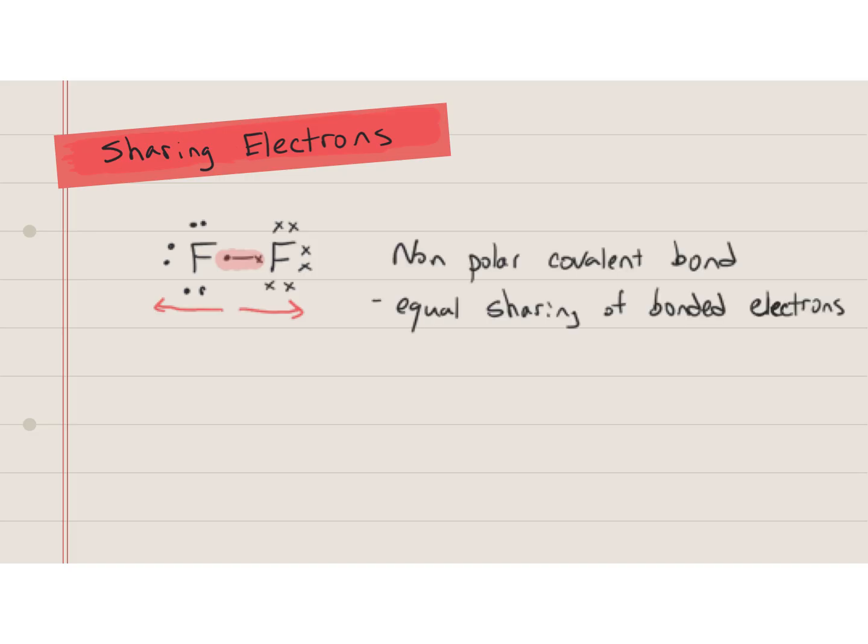This is what is known as a nonpolar covalent bond, where the electrons are shared completely equally. Both elements are pulling equally on the shared electrons. So they are sharing them equally, nonpolar covalent bond.